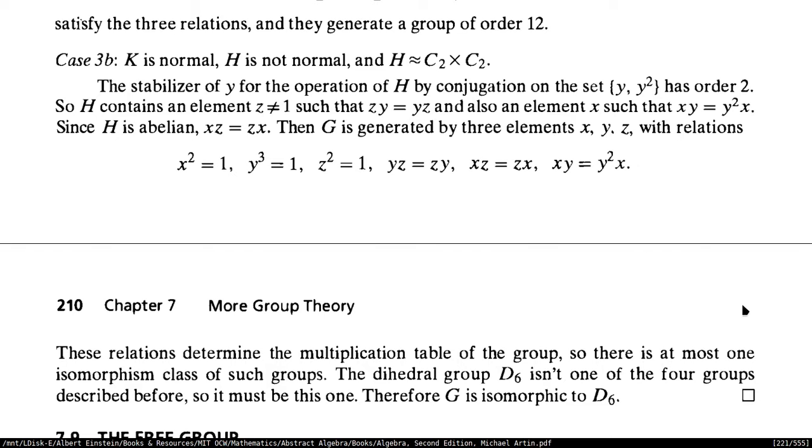So x and z are in H. So H contains 1, x, z and presumably xz. And H is abelian, we know that. So xz equals zx. So that gives us all these relations.